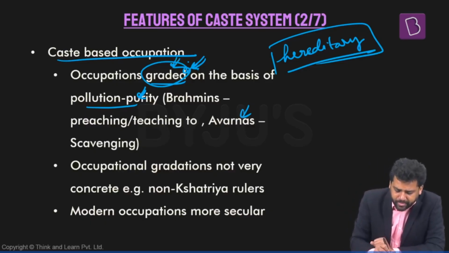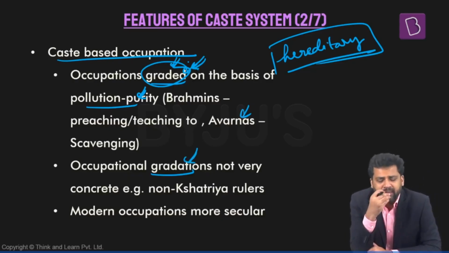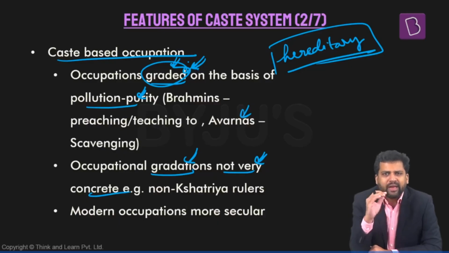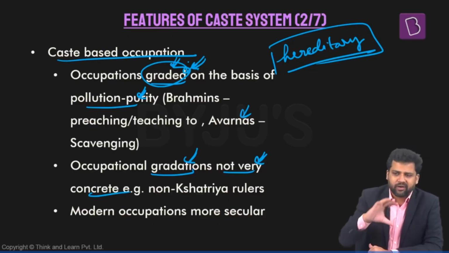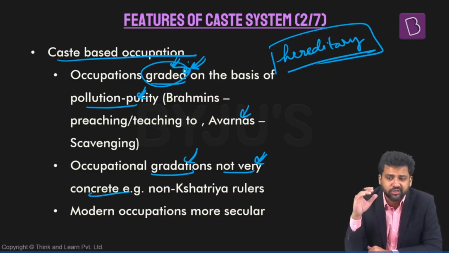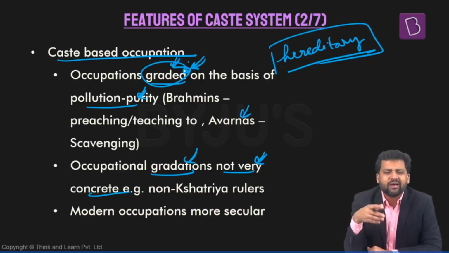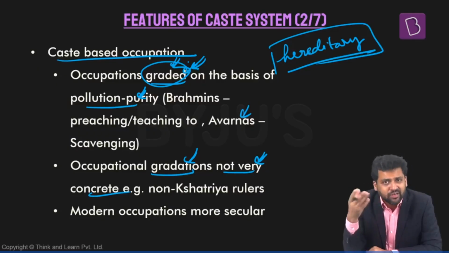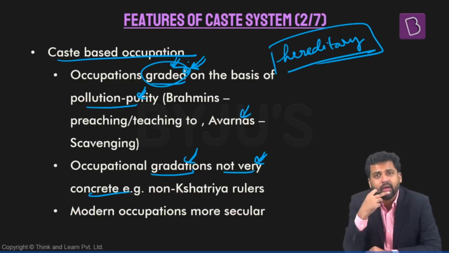But keep in mind that all these occupational gradations are also not always very concrete. It's not that it is very, very rigid. There are variations. So if you have the Chaturvarna system, the Varna system, according to which there are four castes: Brahmins, Kshatriyas, Vaishyas, and Shudras. Brahmins are the priests who will be carrying out teaching, preaching activities. Kshatriyas will be the ones who will be having power, ruling over others and exercising that authority. Vaishyas will be engaged in different kinds of trading activities. So this is how occupation and caste might be linked with one another as per the Chaturvarna system.